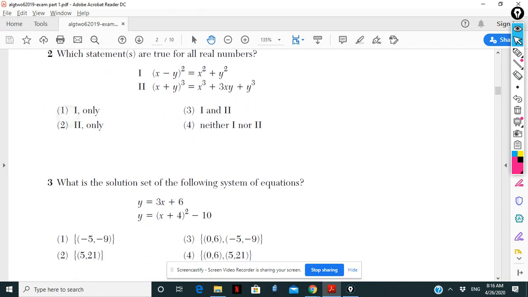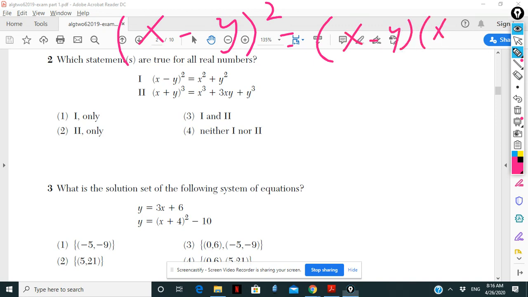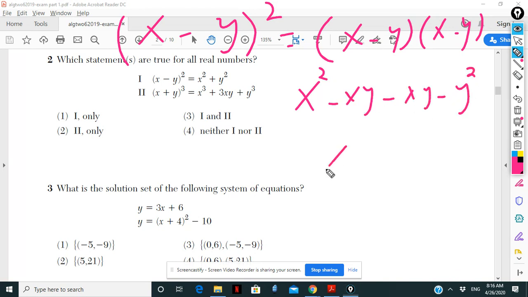Which statement or statements are true for all real numbers? Here he's asking you to prove if the left side equals the right side. So (x minus y) squared is exactly the same as (x minus y) multiplied by (x minus y). Now I'm finding x squared minus xy minus xy plus y squared, giving me x squared minus 2xy plus y squared. Now if you look at the right side, they aren't the same, so the first statement is incorrect.